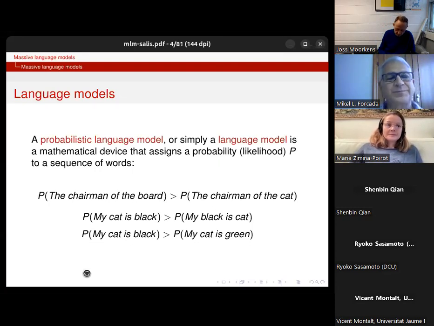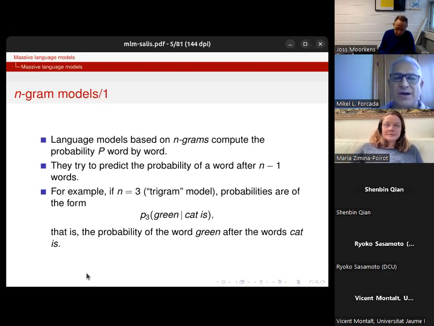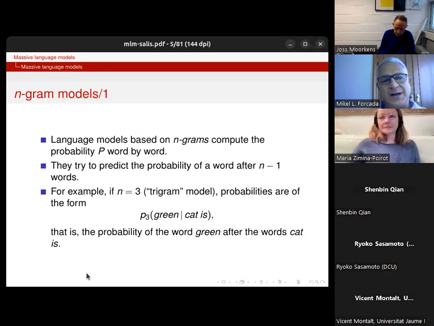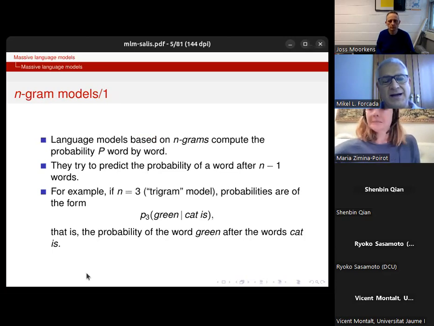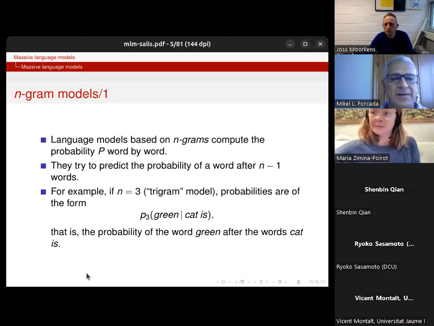So the idea is to have a model that tells you how likely a piece of text is. So the old school models are the n-gram models, and I think it's good to bring them here because we will refer to them later.